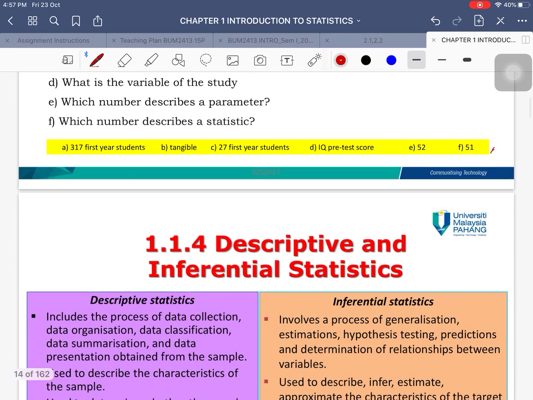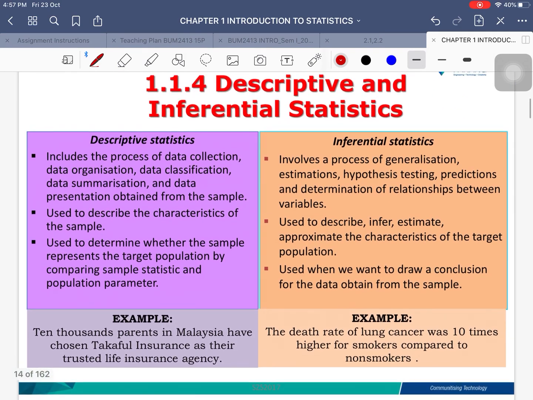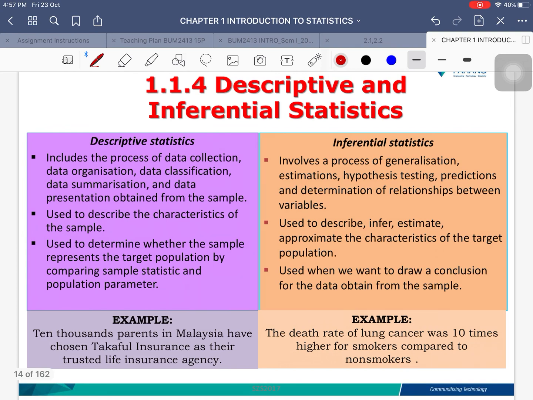You know what? Please pretend you don't see the solution, the answer down here. Let's talk about the last bit for 1.1, which is 1.1.4, descriptive and inferential statistics. So what is the difference between these two?